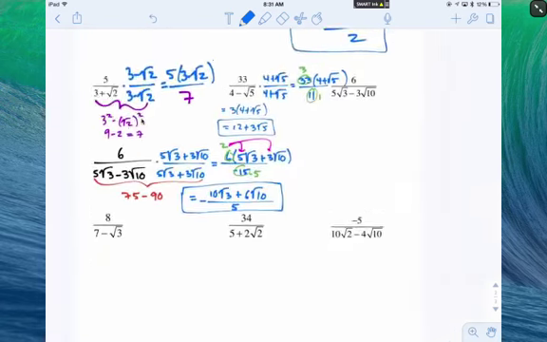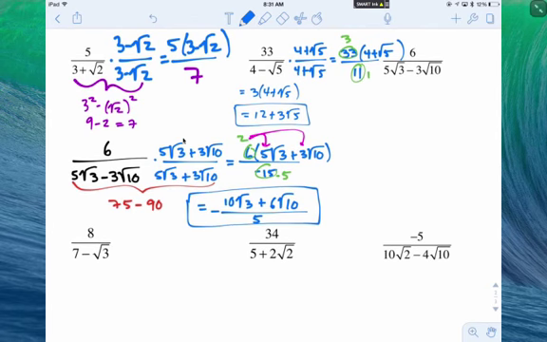So what I would like you to do now is take a moment, please pause the video, and please try to rationalize the denominators of all 3 of these fractions. And then when you're done, play the video, and we'll see how it went.